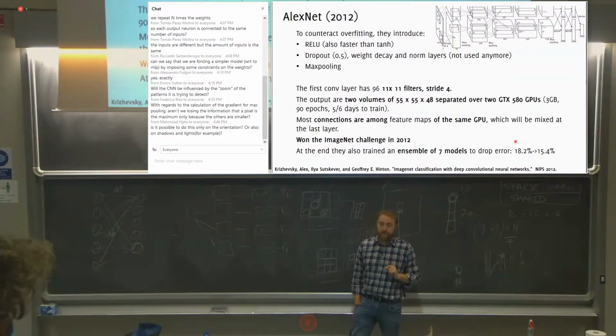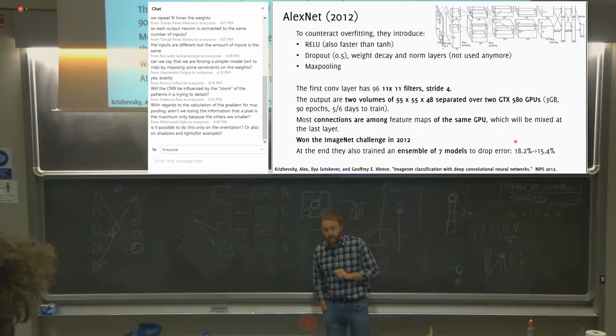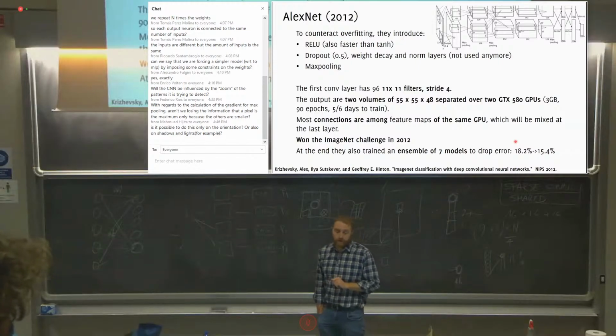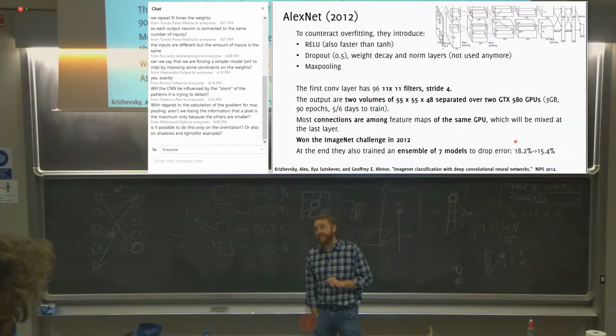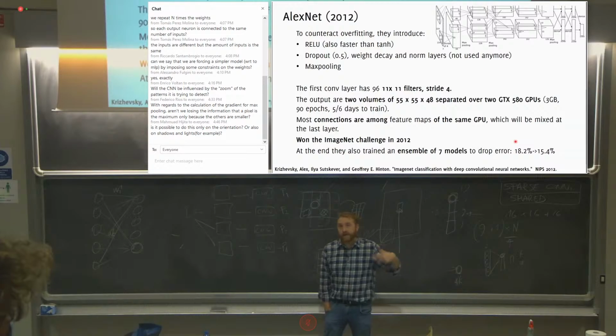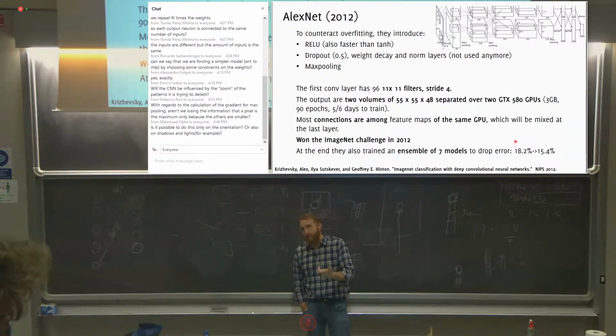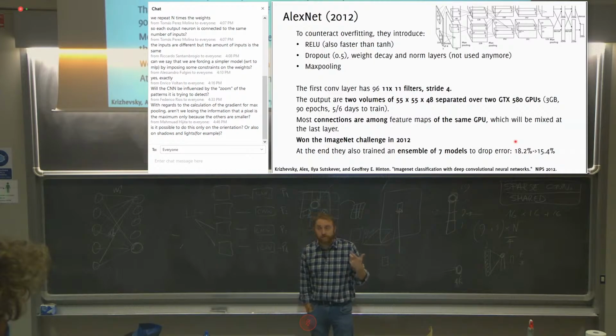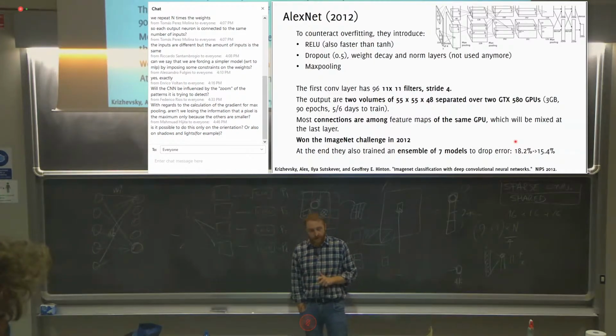In the first layer, they were using 96 filters having dimension 11 by 11. In the architectures coming next, like VGG, which I'm going to talk about tomorrow, everybody started using smaller filters, and we will see why.